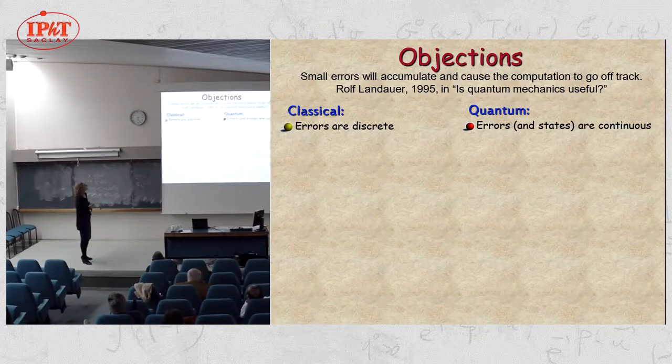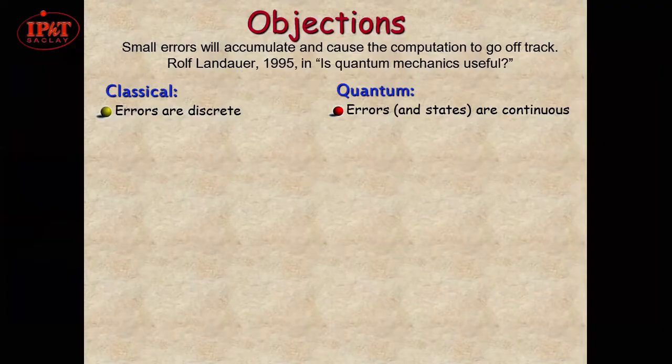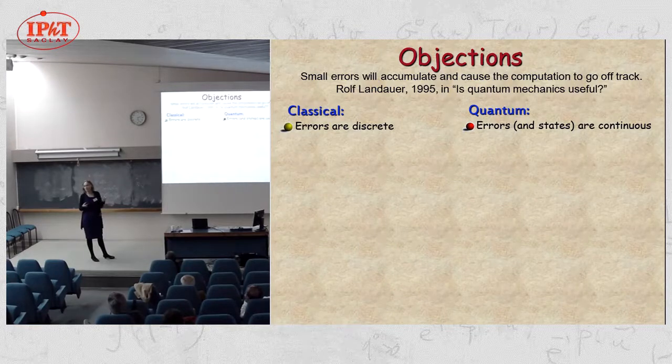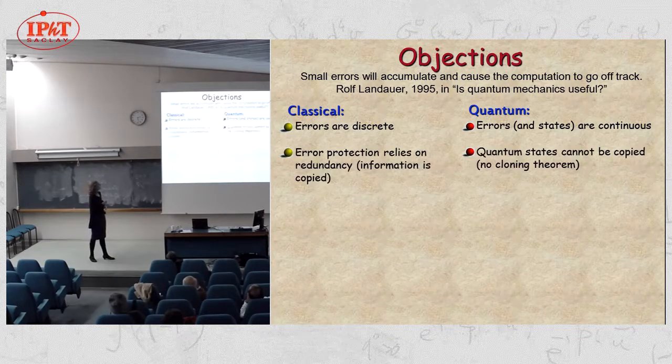Let us compare the classical and the quantum picture for this again. In the classical world, errors are discrete. In the general model of a computer, you have these gates. What happens is that a bit gets flipped, or it doesn't get flipped. It gets erased, whatever, but it's a discrete thing. Here, of course, everything is continuous. So you have a multitude of errors. You have to deal with this.